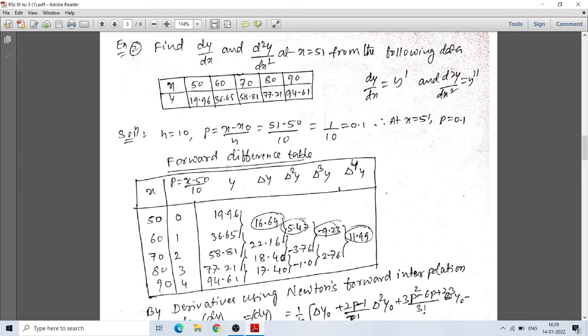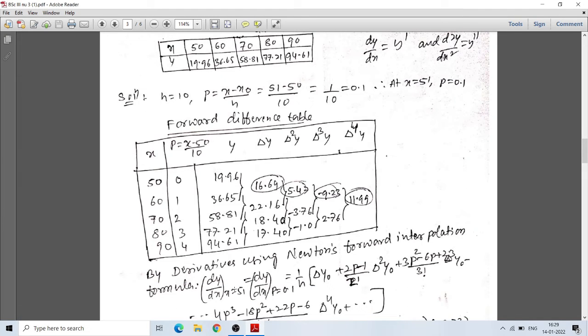From this table we find the forward difference table. The x values are 50, 60, 70, 80, 90. Then the p values, p is equal to x minus x naught by 10. Then the y values are 0, 1, 2, 3, 4, 5. Then the y values are 19.96, 36.65, 58.81, 77.21, 94.61. Then the first differences, 36.65 minus 19.96 will get 16.69.